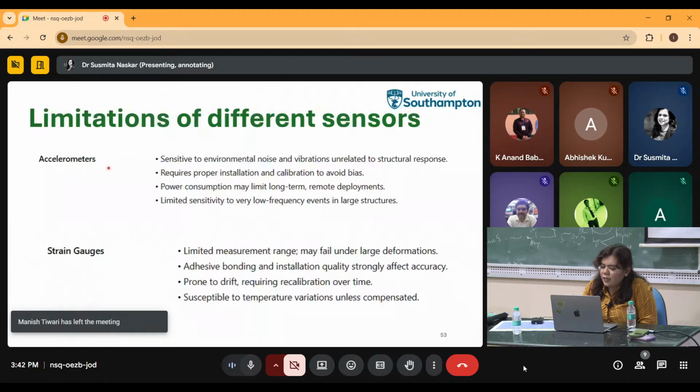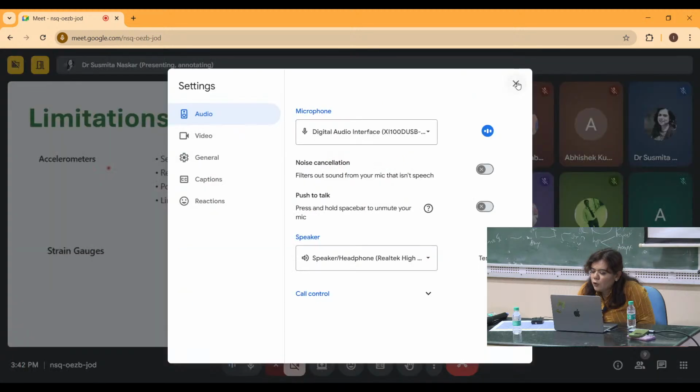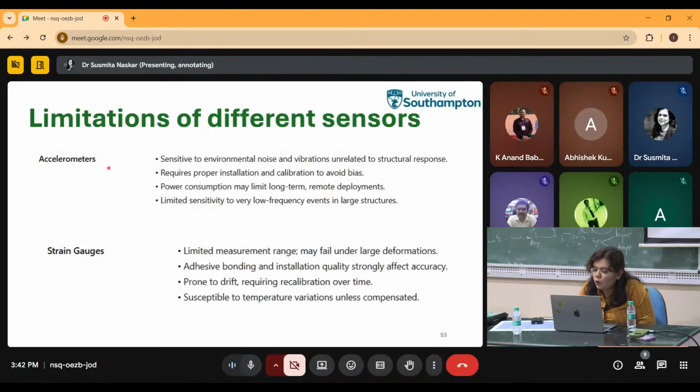And which may affect the quality of the data. They also require very proper installation and calibration. And if you do not do it correctly, then there can be bias and errors that can trick you, right? They also consume a lot of power, which may limit their use in long-term or remote deployments where battery charging is very difficult. So that's also one of the key limitations of the accelerometer. They also have very limited sensitivity to very low frequency. When you need to take care of low-frequency events, they have limited sensitivity, especially when we talk about large-scale structures. And that may cause them to miss some critical slow changes which can possibly occur, right?